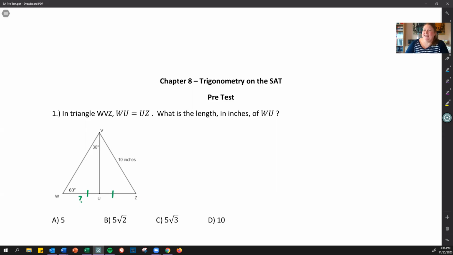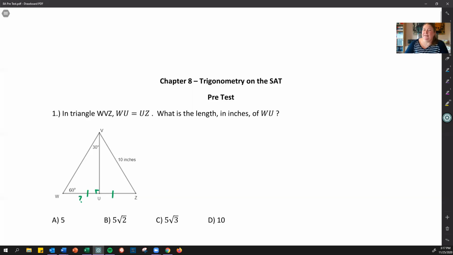So what I have is 10 inches, right? That's the one length I've been given. I have an angle of 60 and another angle of 30. Well, the first thing I can do is say for sure that this angle right here is 90 degrees. I know that's 90 degrees because 30 plus 60 is 90. The 3 angles of a triangle always have to add up to 180. So we definitely have a 90-degree angle here.